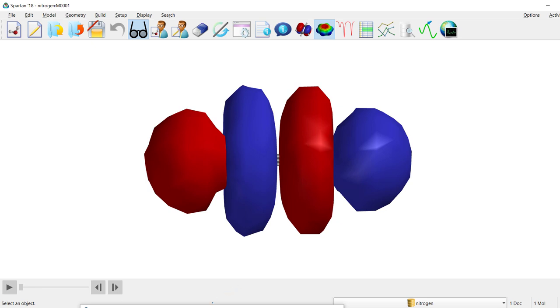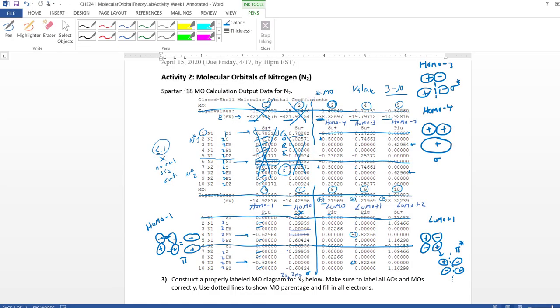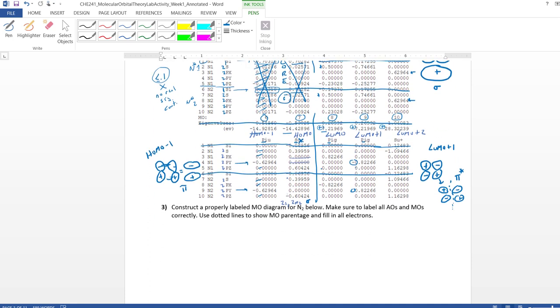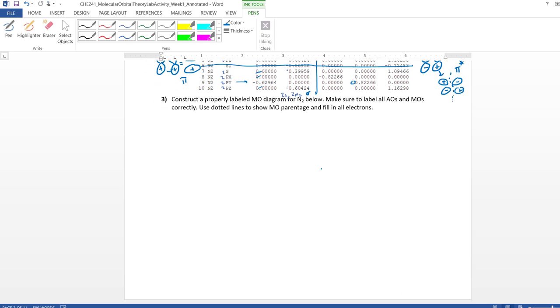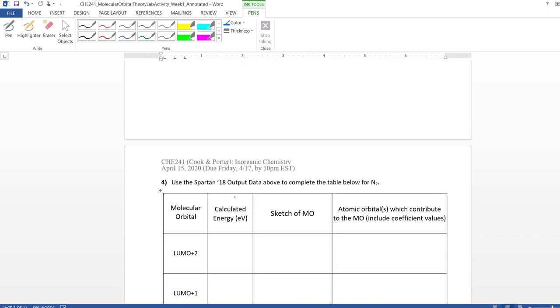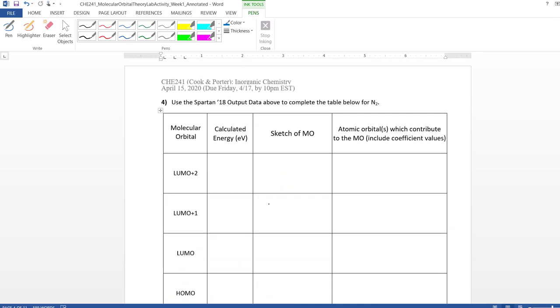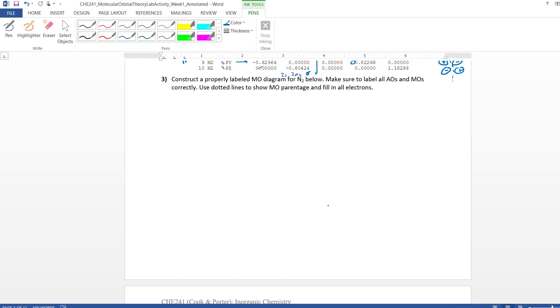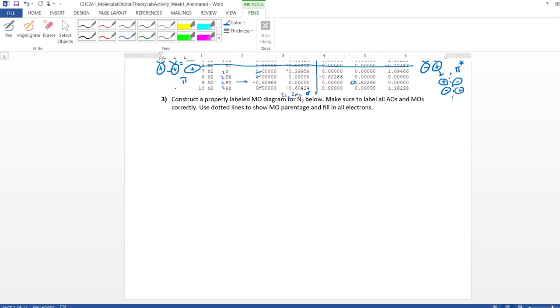Really, really important. Okay, so I think that has, in a way, given you the ability to kind of look at these. And so now we're gonna actually build a molecular orbital diagram from these. And so at this point, you have all the information you need to fill out this table. So make sure you fill out the table on the next page, kind of telling me, just like we did before, what is the energy of each orbital? What does the sketch look like? And what are the main atomic orbitals that are contributing with their actual coefficient values? And once you've done that, you can, if you want to pause and take a minute to do that, you can do that. But let's go ahead and begin to build a diagram for this.